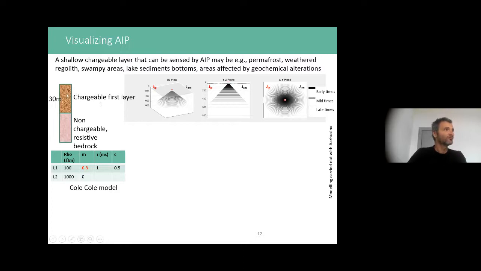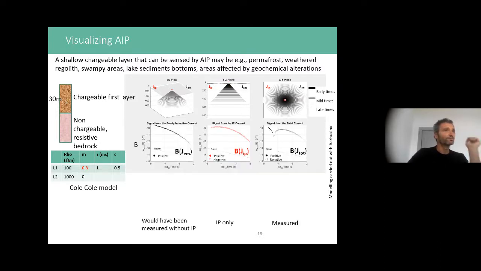Now, this is a very simple two-layer model where you have a conductive chargeable first layer and a non-chargeable resistive bedrock. You can read the parameters in here. Now, why do the IP currents only sit in the near surface? Because that's the only thing that's chargeable. They can't travel down into something that's not chargeable.